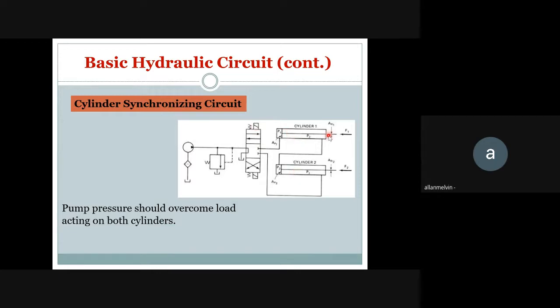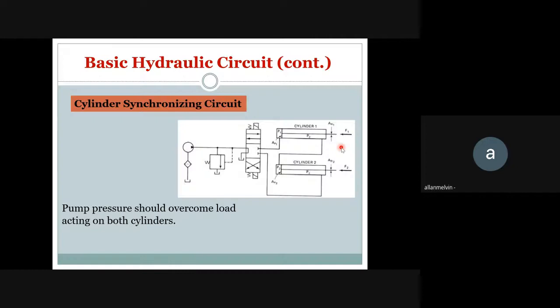Meaning the output of one cylinder will become the input of the second cylinder. Only after the second cylinder will it go back to the valve. That is what we call a synchronizing cylinder. You just supply to one and it will control the other one. Pump pressure should overcome the load acting on both cylinders, so for this you need a stronger pump, because indirectly you are controlling two cylinders. This side you have a load, a force acting towards it, so you need a pump that can control two cylinders.